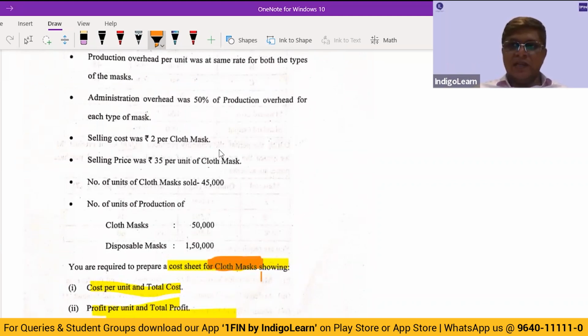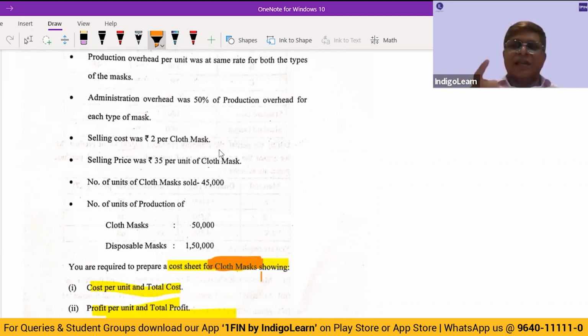Otherwise what they usually give is some opening stock of raw material, closing stock of raw material. They will give quantity of raw material purchased. They will give R&D expenditure, factory overheads, admin overheads, R&D cost, quality cost, etc. And then ask us to prepare a cost sheet. Here, the detailing and the number of line items are not much.